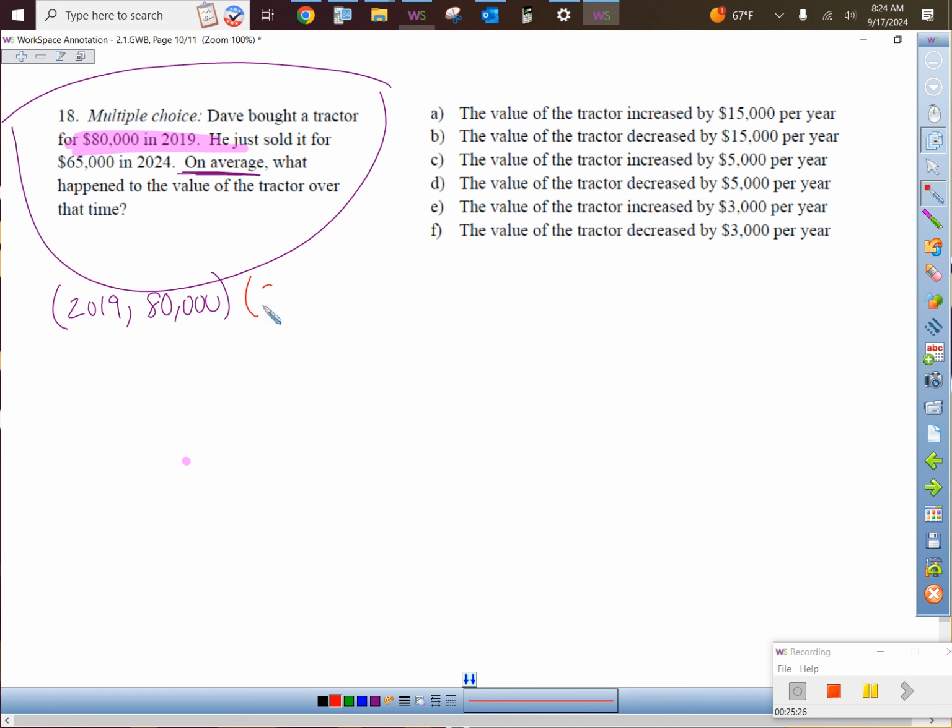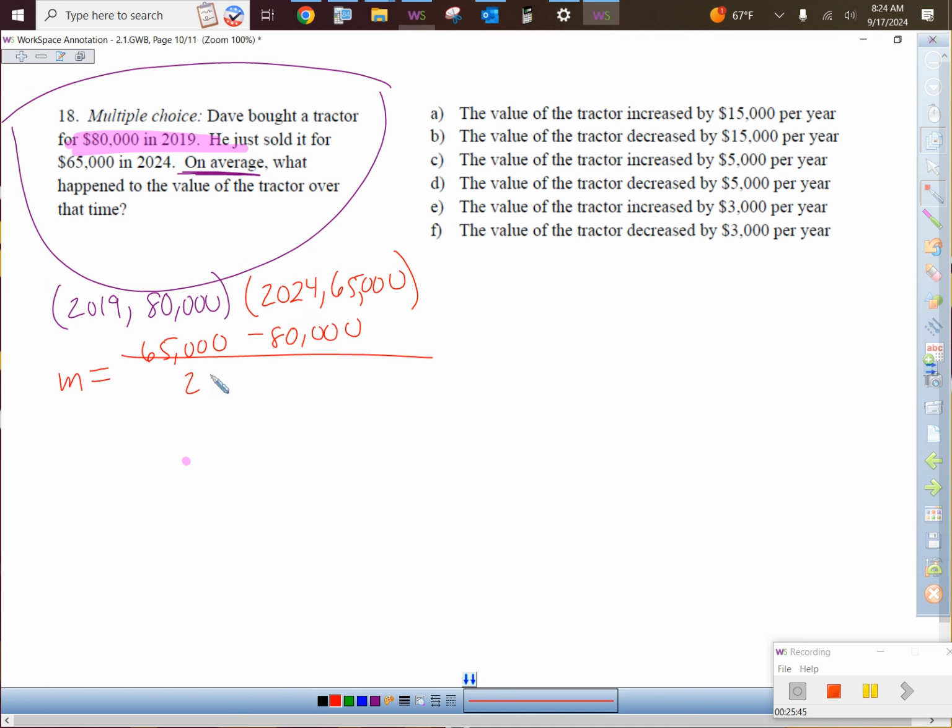Then the other one, 2024, 65,000. And they ask us to find on average what's going to happen. We'll find the slope. So 65,000 minus 80,000 over 2024 minus 2019. Upstairs, you can get that number for me. Downstairs, I'll get you the 5. That's been 5 years.